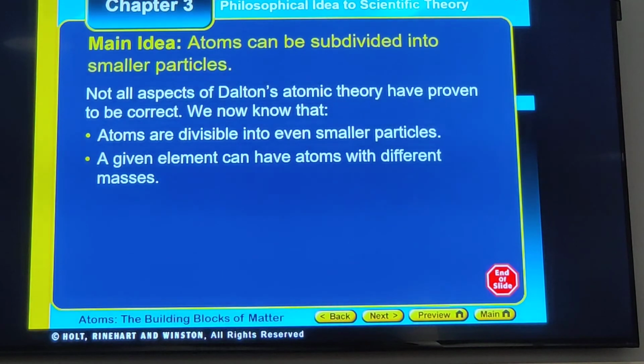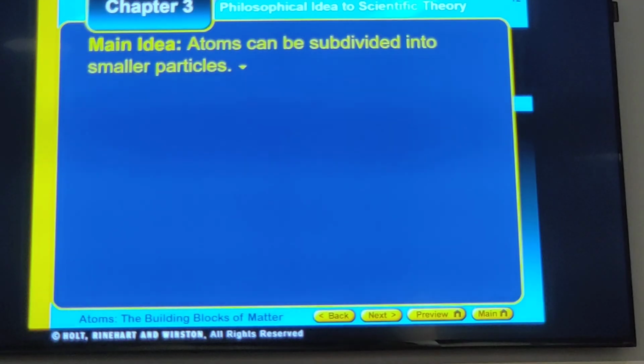Dalton said they all had the same mass. Now we know they're not exactly the same mass, because some have different masses due to different numbers of neutrons. Protons the same, electrons the same, but neutrons are different. So that's another thing out of his 5 ideas that we've had to modify: that atoms are divisible into smaller particles, and that atoms of an element do have different masses.